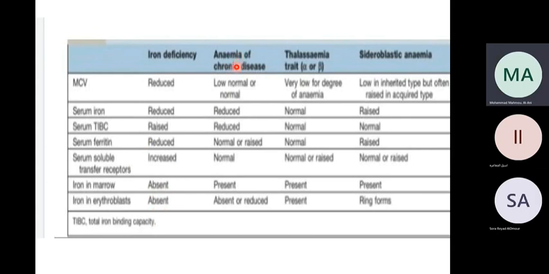Well, if we take anemia of chronic disease, the second column, you can see that the mean corpuscular volume is low or normal, so it could be microcytic or normocytic. The serum iron in both is reduced. But how do we differentiate it? We can see that the serum ferritin is normal or raised in patients with anemia of chronic disease, and the soluble transferrin receptor is normal, while here it is increased. So we can use the serum ferritin and soluble transferrin receptors to differentiate between anemia of chronic disease and iron deficiency anemia, when both are presented as microcytic hypochromic. But if they are presented as normocytic normochromic, it is straightforward anemia of chronic disease.